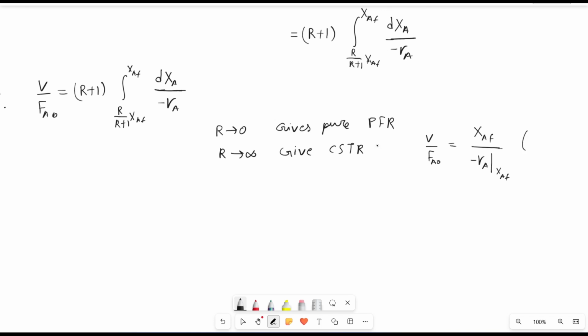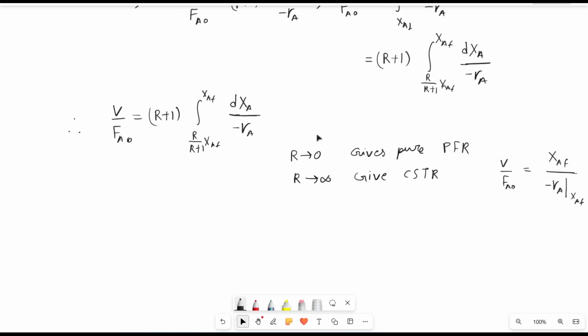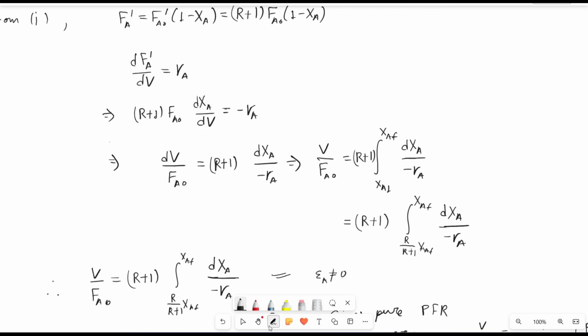R tends to infinity. This is an expression for CSTR. So this recycle, how we control gives PFR or CSTR or somewhere in between. So this is one type of reactor, and this expression is in general case. There is no assumption made that epsilon is 0. So this is the general case where epsilon A not equal to 0 is also valid. So density changes are taken care of because we have dealt with only molar flow rates.